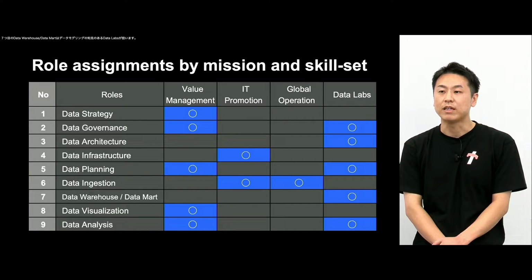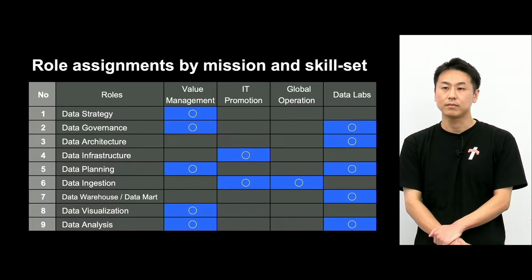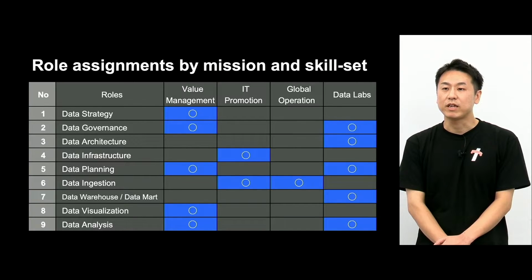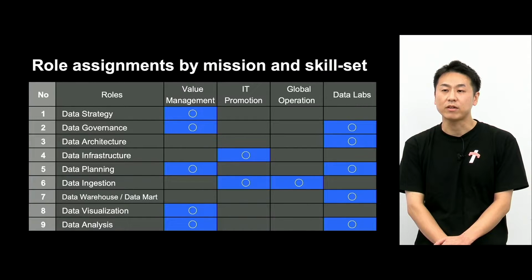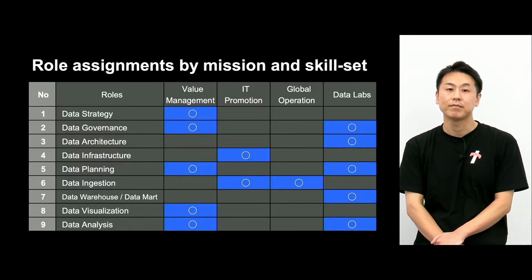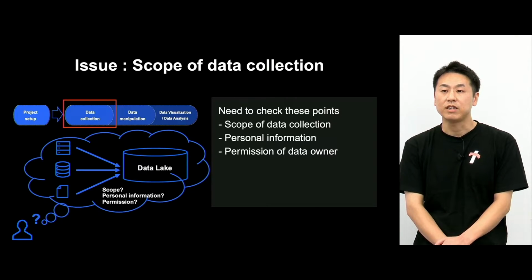Seventh, the data warehouse and data mart. The data modeling inside is held by data lab. Number 8, data visualization, and 9, data analysis. Value management does this, and for data analysis, statistical and machine learning methods may be needed, therefore data lab will be in charge. So in advance, we define the roles we need, and we look at the possible departments so that we will be able to form a project team without missing any roles.